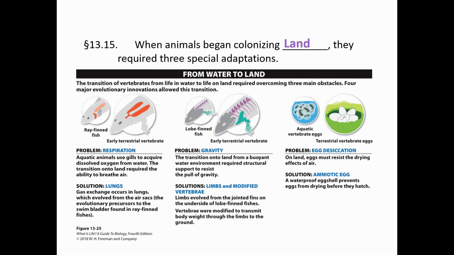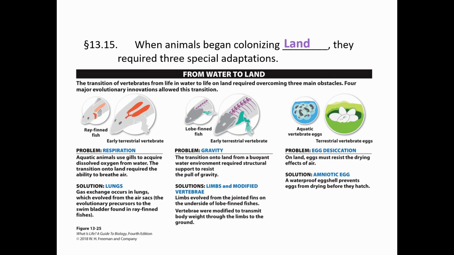So let's go into how we developed solutions to these problems. And these are things that you should know: the 3 main obstacles and the 3 main solutions. So with respiration, we had gills. We took oxygen that was dissolved in the water, and that's how we basically breathed. But now we have to extract oxygen from the air, and that's totally different. And so in that case, we needed to develop air sacs, which were the evolutionary precursors to things like the swim bladder that we find in ray-finned fishes today. We took those air sacs, we modified them into lungs. And so the lungs that we use today to breathe on land are developed from the air sacs that fish originally had.